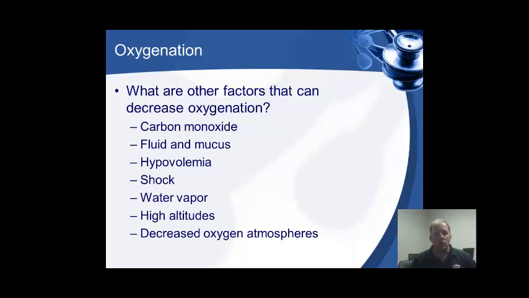Fluid and mucus obviously block that diffusion from occurring, so oxygenation is not going to occur if the fluid and mucus is in the way. Hypovolemia and shock, that's a perfusion problem. If we can't get good perfusion, then we can't get good oxygenation. Water vapor, high altitudes, and decreased oxygen atmospheres can also cause us some oxygenation problems. So we have to increase our FiO2 and kind of combat those things.